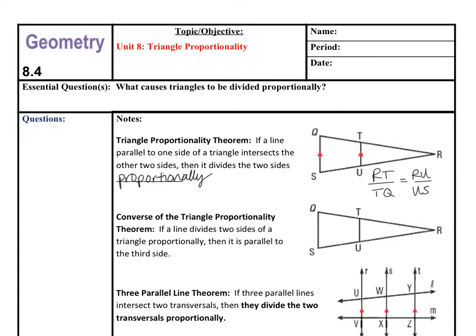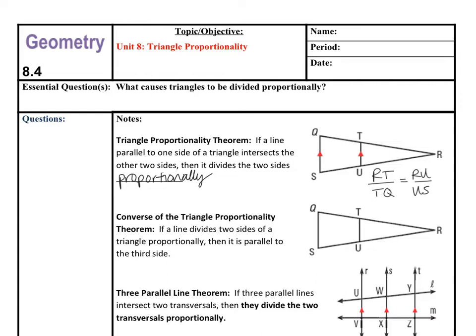Okay, now the converse, which says if a line divides two sides of a triangle proportionally, then it is parallel to the third side. So the original theorem says if it's parallel, notice that it is marked by these little arrows. We've talked about that before. If they're parallel, then it divides the side lengths proportionally. The converse of that says, obviously, if it's proportional, then they're parallel.